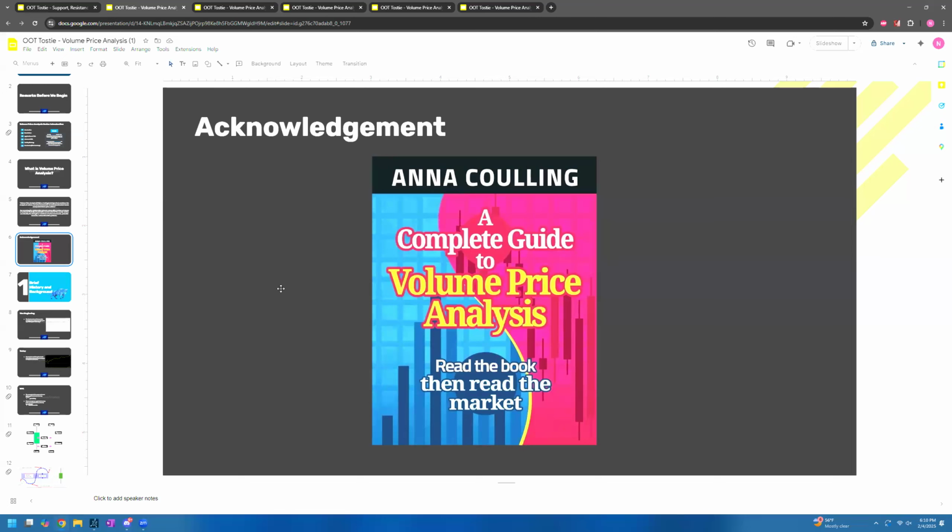So I have to do this specific book service by giving it an acknowledgement at the beginning of this lecture. This book, A Complete Guide to Volume Price Analysis, basically serves as the fundamental backbone, or maybe textbook, for this lecture. I definitely didn't prepare these ideas on my own. These aren't concepts that I've dreamt up.